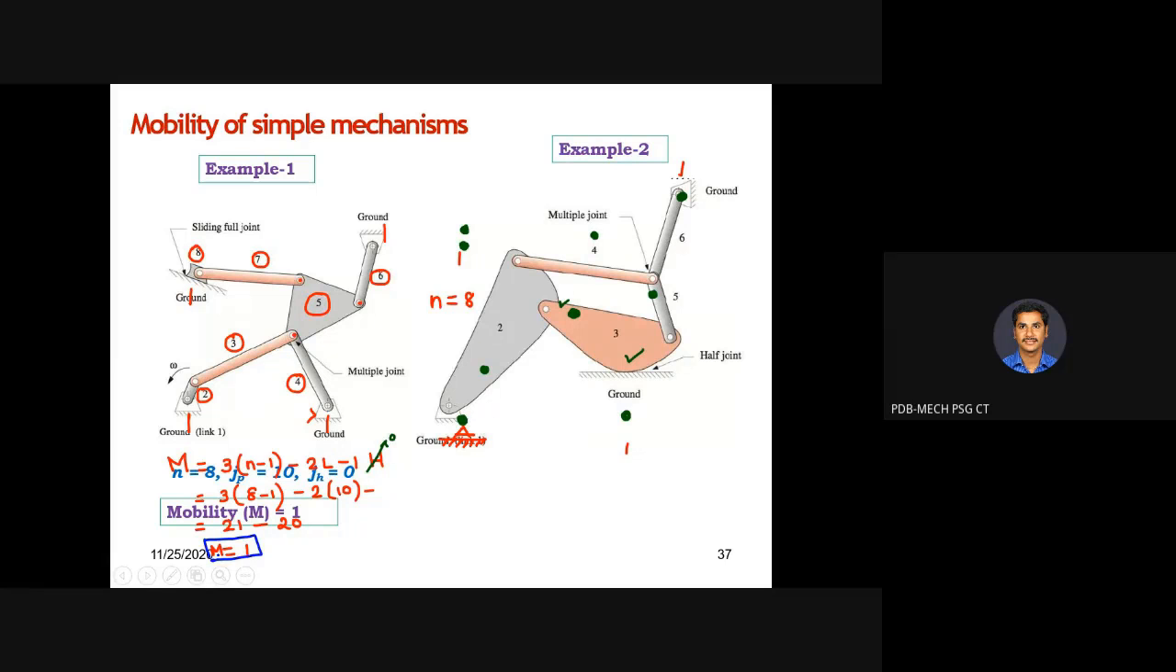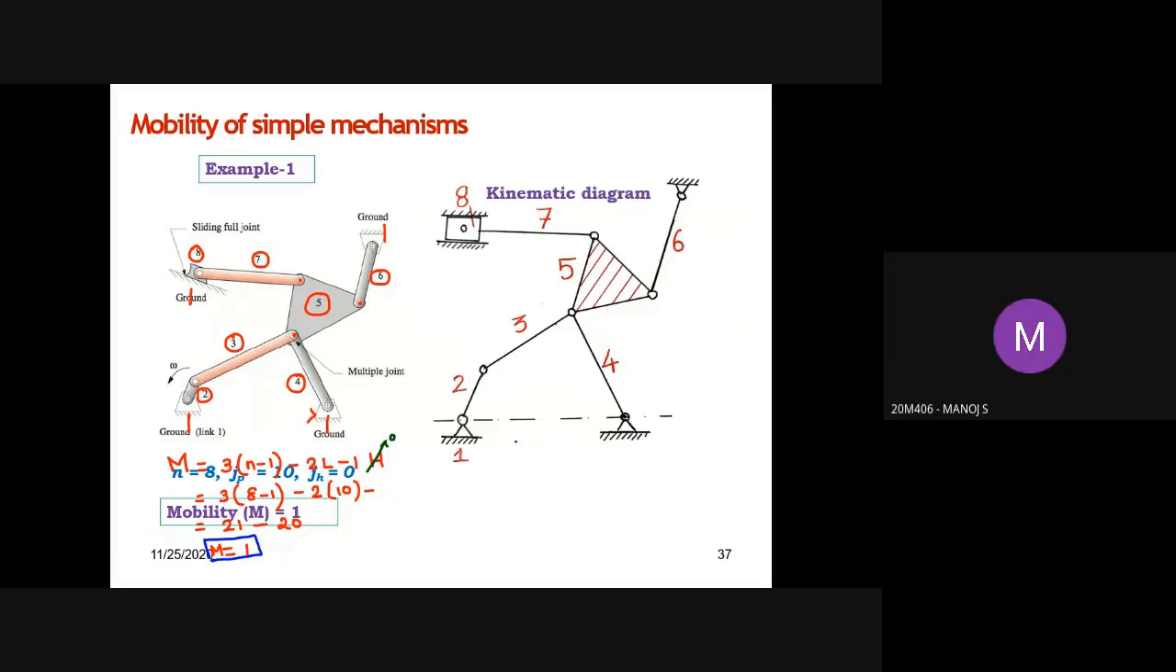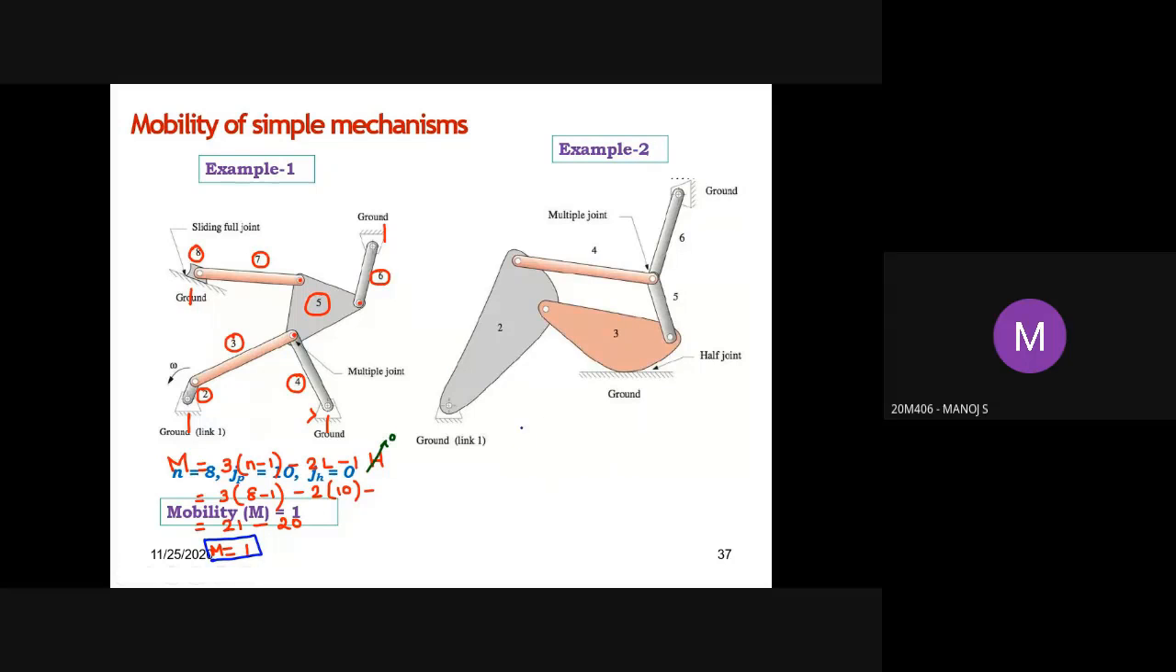Now look at this mechanism. Look at this mechanism and tell me how many links are there, how many lower pairs are there. Links, of course, you can observe from the diagram itself. How many links are we having? 6, sir. Number of links is equivalent to 6.